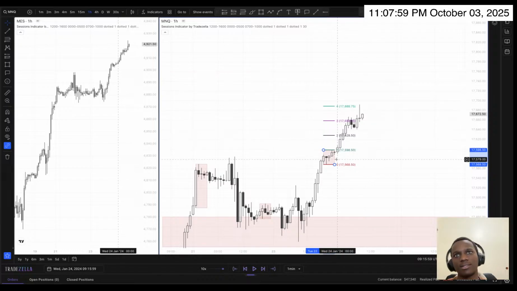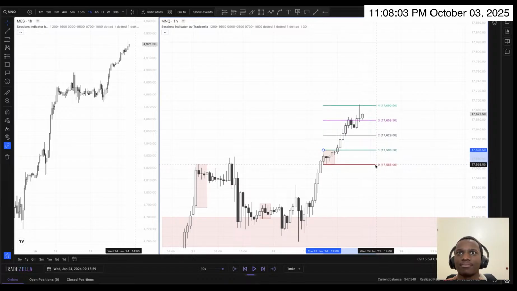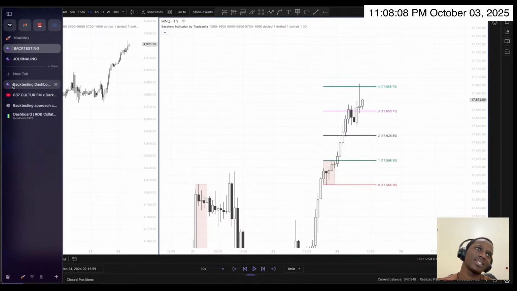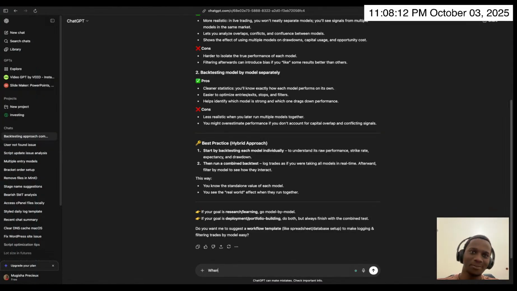Then, oh god, the standard deviations were hit. Price is exhausted, overbought. But let me ask ChatGPT, when could you say that price is overbought?